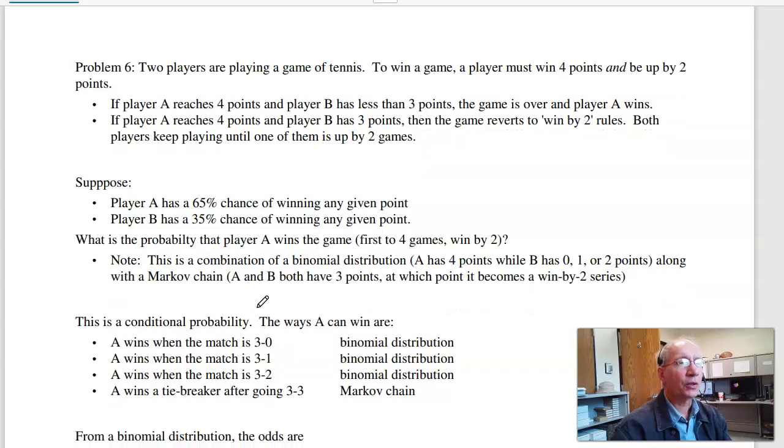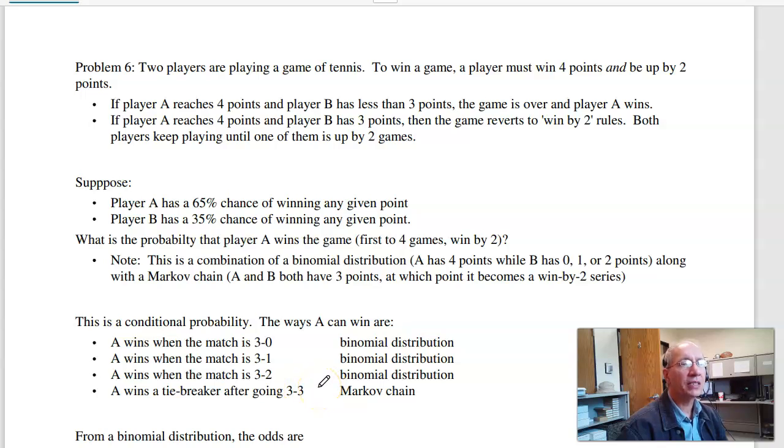Finally, here's a harder one. Tennis is actually kind of a complicated game. In tennis, you have to win 4 games and be up by 2. So if A winds up winning after being up 3-0, A wins the match. If the match is at 3-1 and A wins, A wins. If A wins the game after going 3-2, A wins. Otherwise, if we're ever at 3-3, it enters the Markov chain. I've got to win by 2.